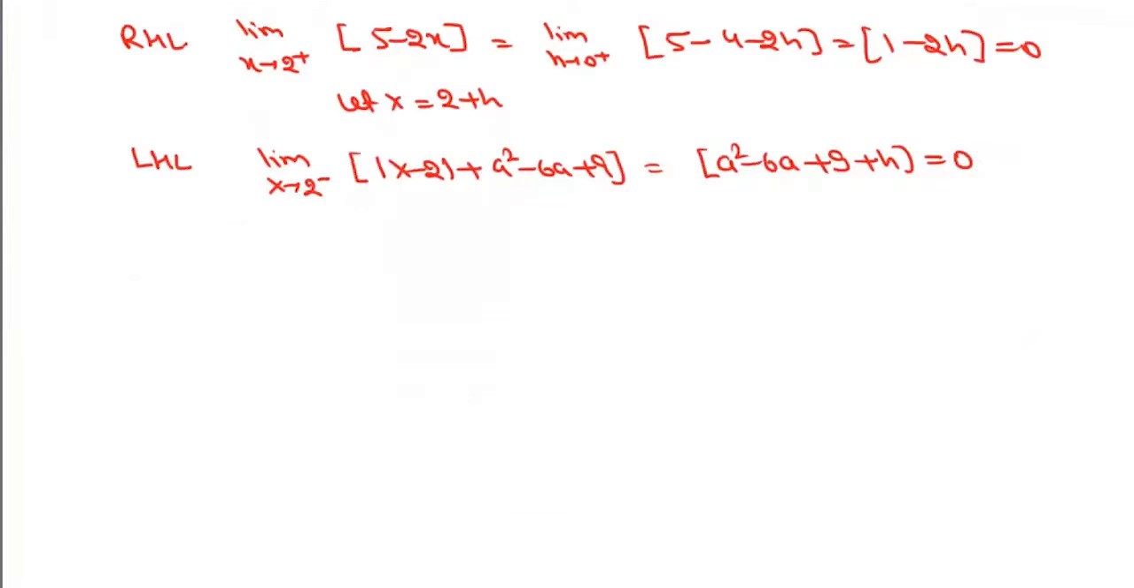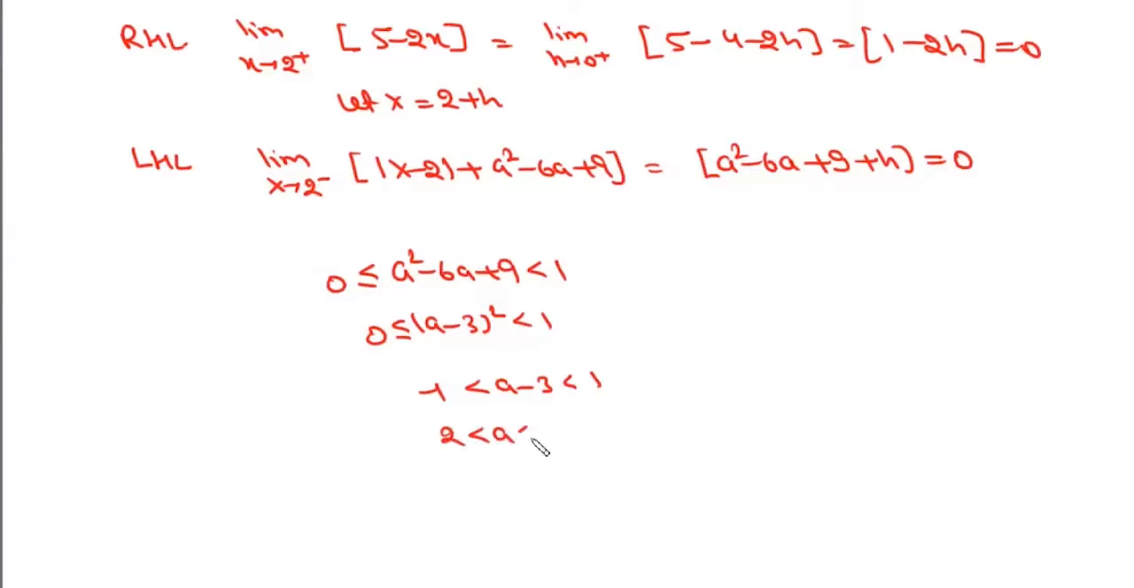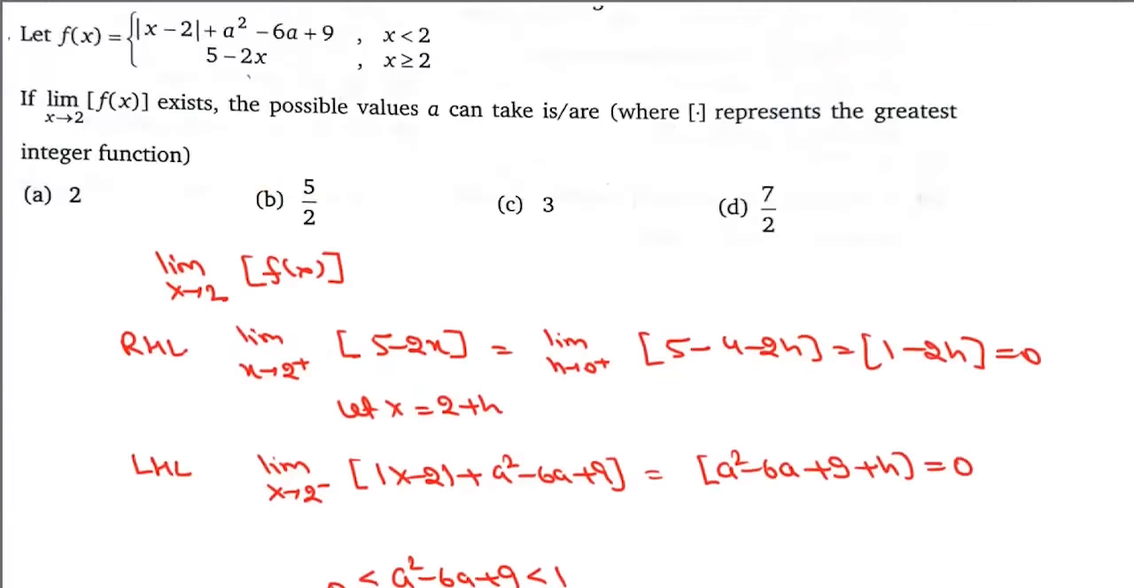Now this is true when a² − 6a + 9 is greater than or equal to 0 but less than 1. Now this is (a − 3)², which is always greater than or equal to 0. So from here we'll get −1 < a − 3 < 1, or the value of a should lie between 2 and 4. So all the values of a which lie between 2 and 4 are going to satisfy this condition. The values that lie between 2 and 4 are 2.5, 3 and 3.5. So the correct options are B, C and D.